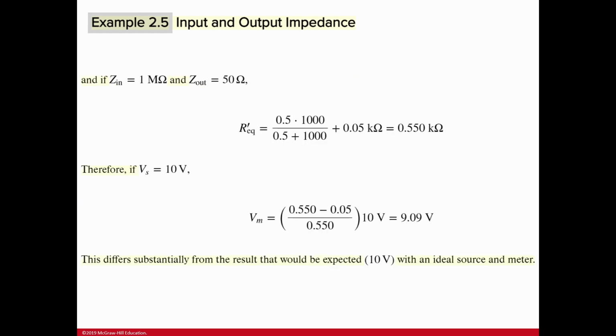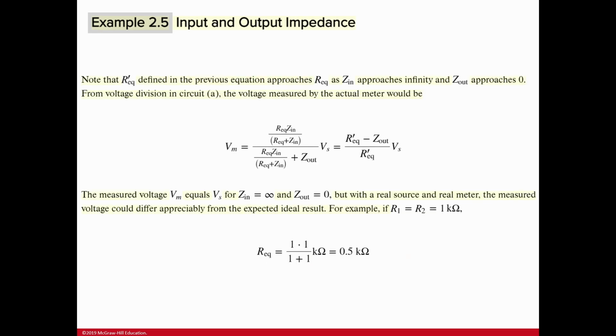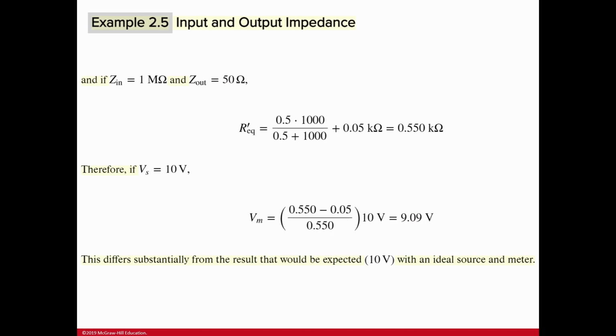So in this example, the question told us Zin is not infinite, it's 1 mega ohm, and Zout is not 0, it's 50 ohm. So you put those in. So Req prime is actually the whole thing here. And in the numerator, you just subtract Zout from this term, then you will get this equivalent resistance.